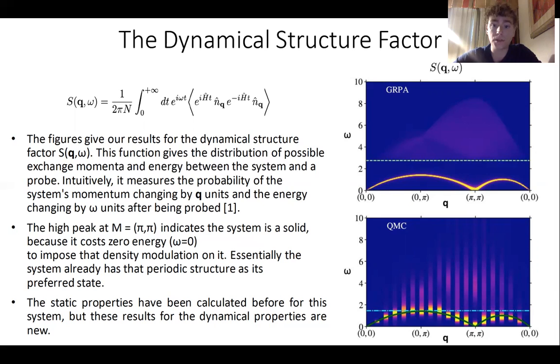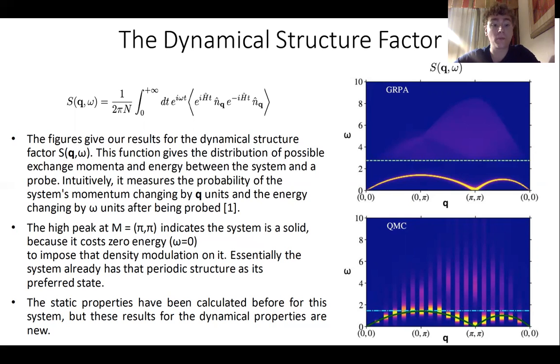because it causes zero energy, it's on the zero line for omega, to impose that density modulation on it. Essentially, the system already has that periodic structure as its preferred state. So it already wants to be there, so it doesn't cost any energy to put it there.